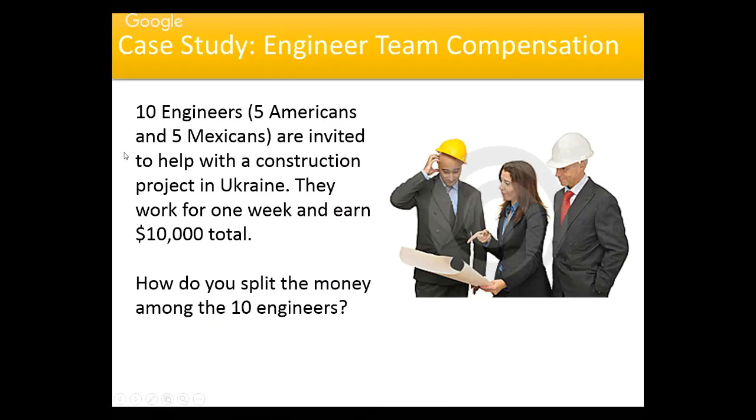Now, let me give you an example here, a hypothetical scenario, and let's see how you would resolve this situation. Here I'm talking about compensation and rewards in international teams. Imagine a situation where you have a team of 10 engineers, 5 of whom are from the United States and 5 are from Mexico. And those 10 people are sent to, let's say, Ukraine to build or install some equipment at a factory. They work for a week, and the whole project, just to keep the numbers round, costs $10,000. So this team gets $10,000 for doing their job, plus, let's say, travel expenses and housing paid.